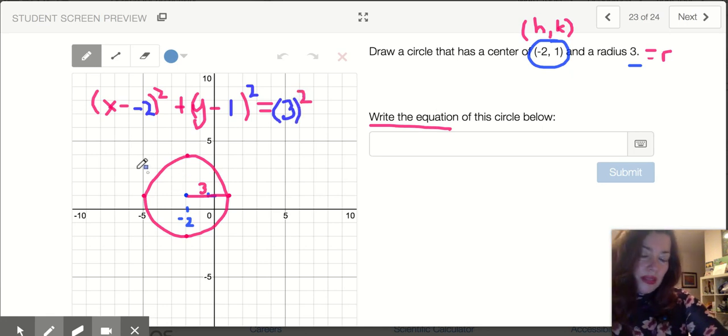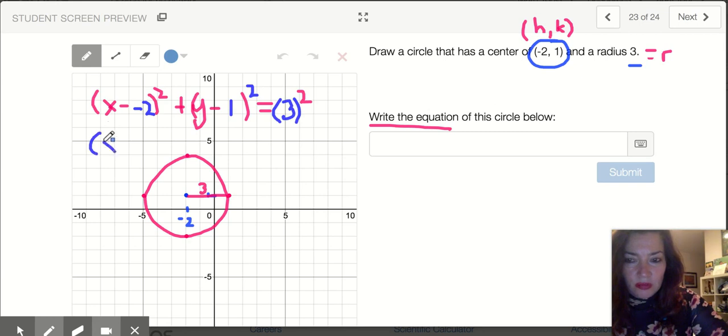Okay, now once I have my h and my k and my r in the equation, I'm just going to simplify the equation. Anytime we have 2 negatives, we can change that to a plus. So instead of x minus -2, I'm just going to write x plus 2, squared, which means the graph has shifted 2 units to the left. Remember, h is a horizontal shift.